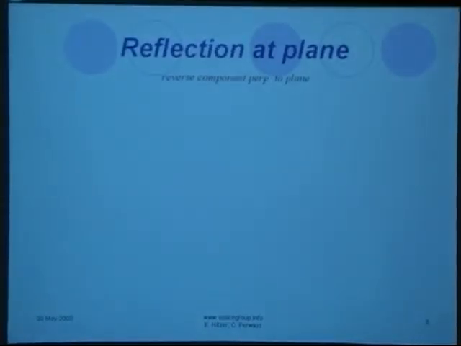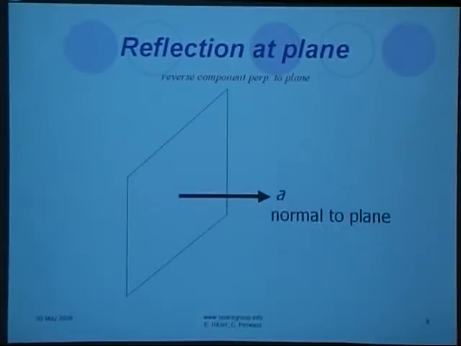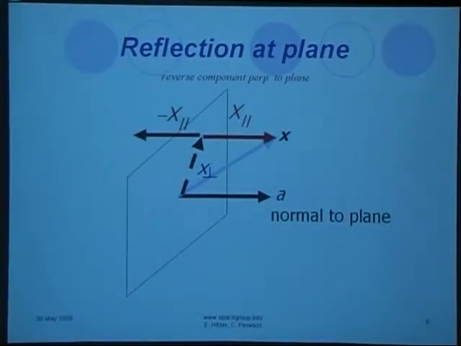Now the geometric algebra approach, we just need to know how to express a reflection at a plane, and then we are done. Then we just multiply. So we have a plane, we have a vector A normal to the plane which characterizes the plane, and then we have a point x which we want to reflect at the plane. It has two components. One is perpendicular to A, and the other is parallel to A, perpendicular to the plane. If I reverse this component and add it to the perpendicular component, then I arrive at the reflected x prime.